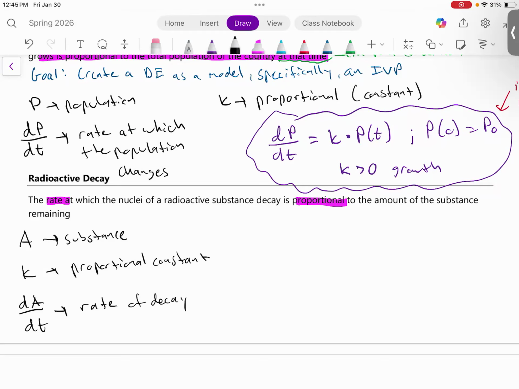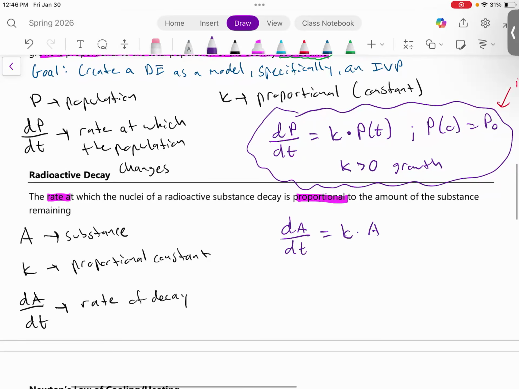Okay, so let's build up this differential equation. What we would have is dA over dt. Okay, the rate at which the substance decays is proportional to the amount of the substance remaining, and that just means our A of t.